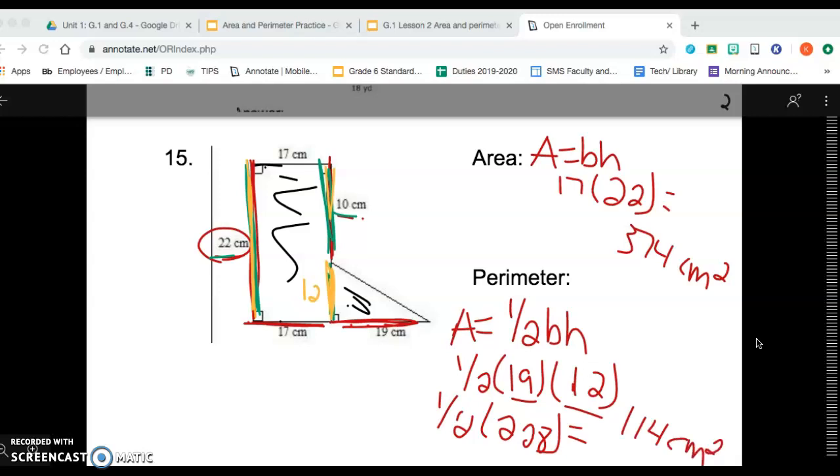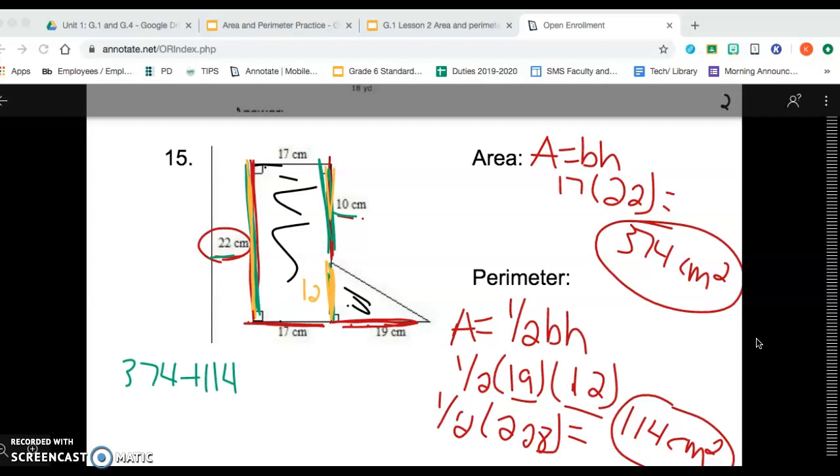But we are not done, remember, so this is just the area of the triangle, so we have to add it with the area of the rectangle. So when we do that, I'm going to come over here, we get 374 plus 114 is equal to, so I'm going to throw this in my calculator, 374 plus 114, you get 488 centimeters squared for the whole thing. Okay? So copy this down, and I'm going to go ahead and move on.